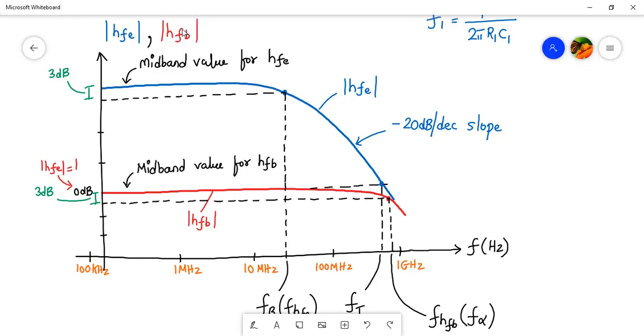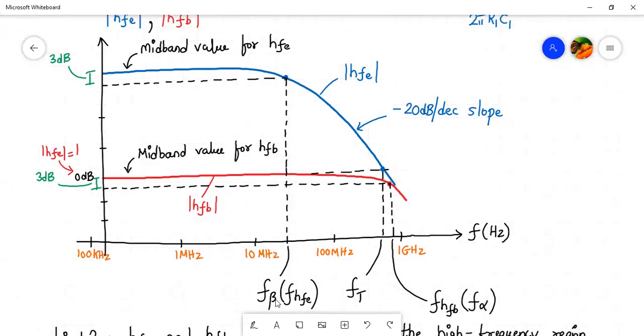So what are we investigating over here? Your HFE will vary with the frequency, and it will vary as follows. The highest value over here is the midband value for HFE, that is HFE mid. When you go 3 dB down, you mark one frequency, and that frequency is called F beta, or it is also called FHFE. This is the beta cutoff frequency. So HFE will drop down from HFE mid with a 20 dB per decade slope as shown over here.